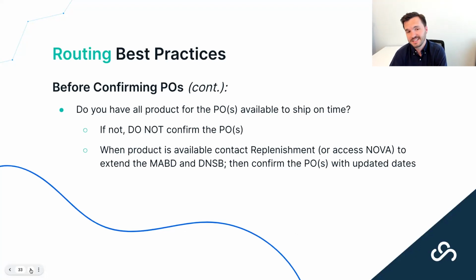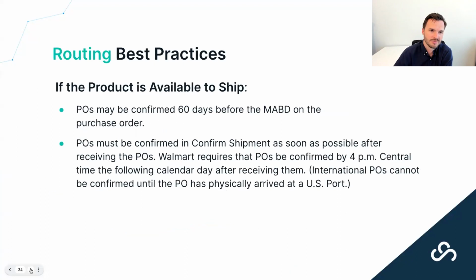But ideally, you could have it all on hand, and you could refrain from confirming the POs beforehand if you didn't. And then when product is available, you can contact replenishment, or you can do all of this in Nova as well to extend the MABD or DNSB before confirming the POs as well.